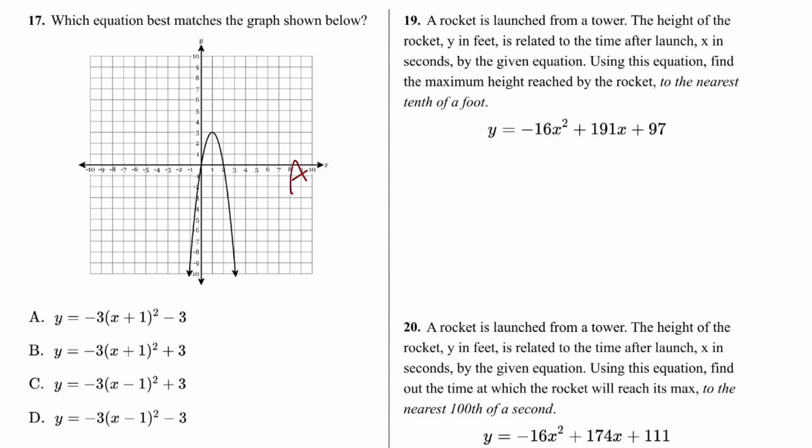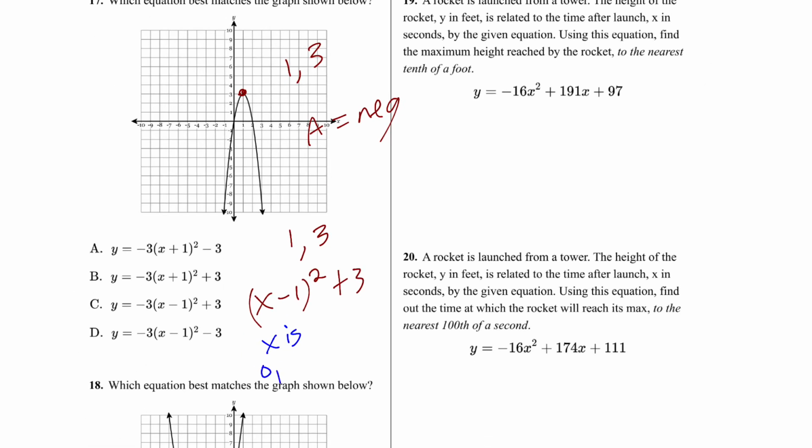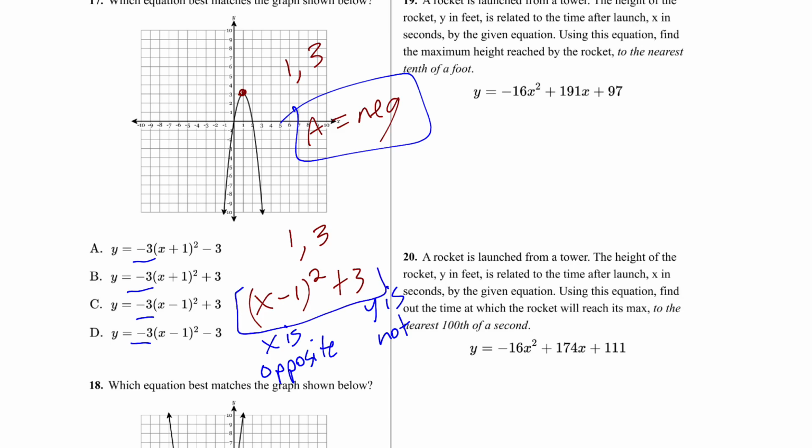This one is in vertex form. So I pay attention to that my a value is going to be negative, and my vertex is 1, 3. If I was to turn that into an equation, so my vertex is 1, 3, it would work like this, x minus 1 squared plus 3. Notice that the x is opposite, y is not. So I'm looking for a negative a value. They all have that. Doesn't rule out anything. And I'm looking for one that says x minus 1 squared plus 3. So the answer is C.